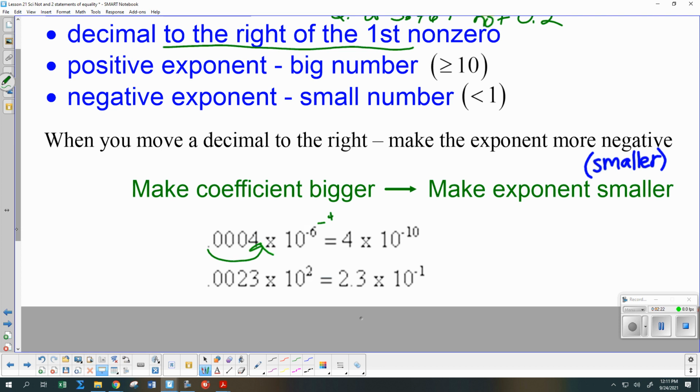If I start off with 0.0023 and I know the decimal is supposed to be 2.3, I just made that number bigger when I moved the decimal over. I moved it 3 places, so I need to make this one 3 places smaller, so I subtract the 3 and have 2.3 times 10 to the minus 1.